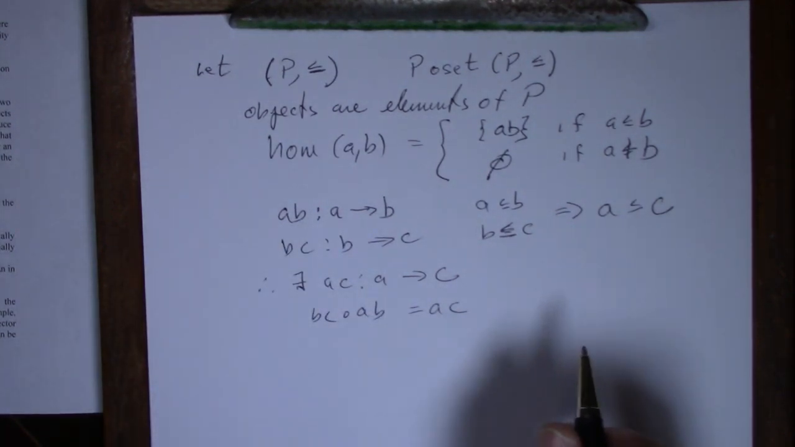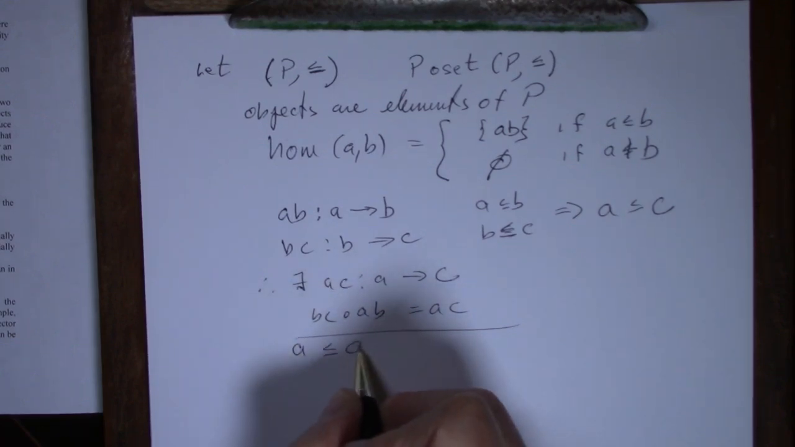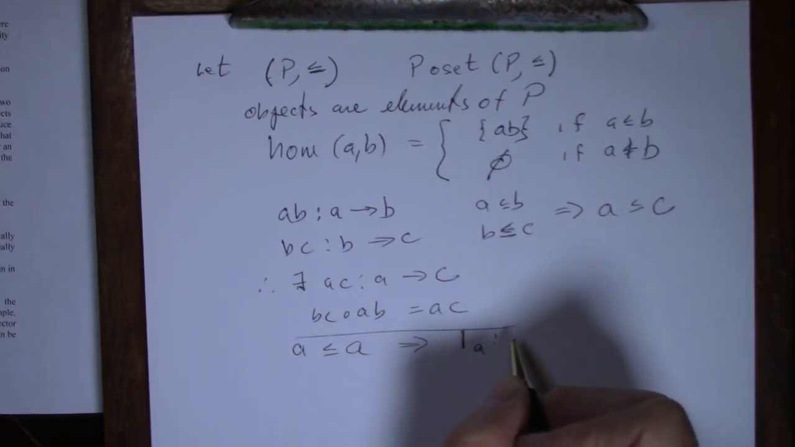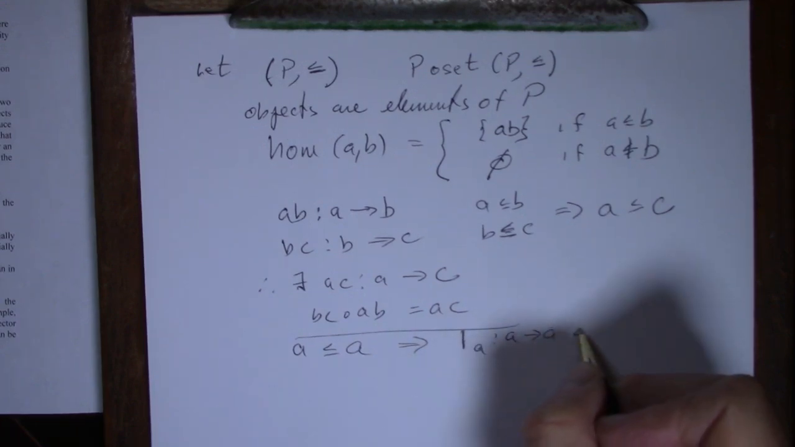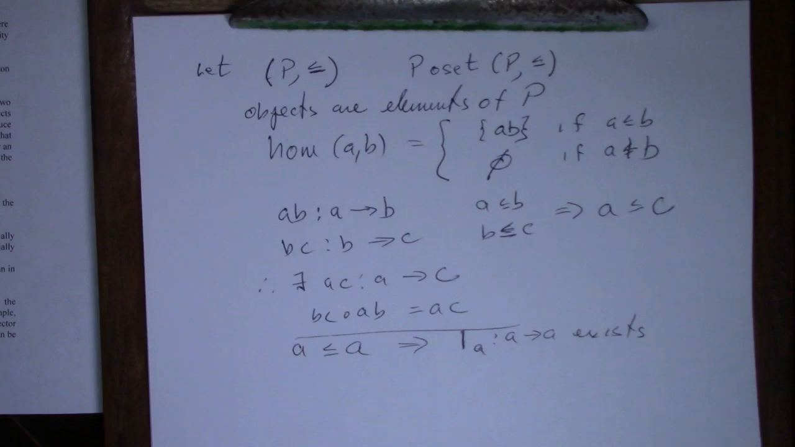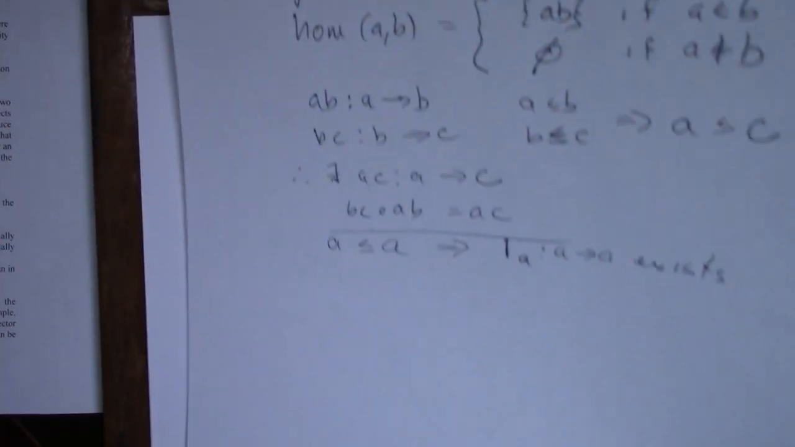Identity exists because of the reflexive property, 1A mapping A to A exists. So that's an unusual example of a category.